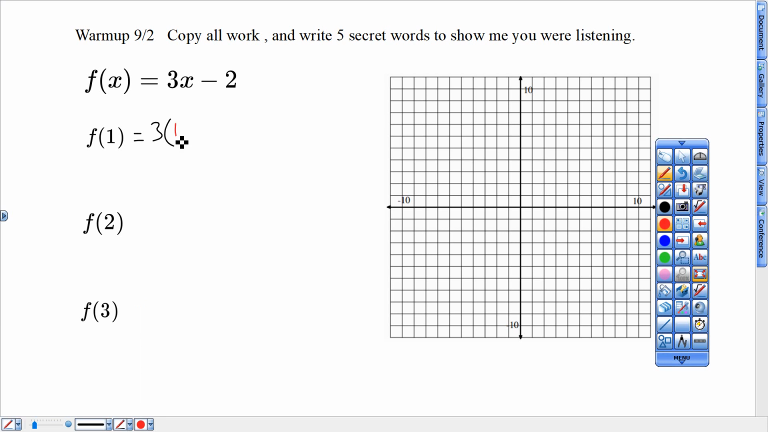So 3 times 1, I'm going to take that answer and multiply and then subtract 2. So the function at 1, or when I plug in x is 1, gives me the function of 1 is 1. First word is red, red.